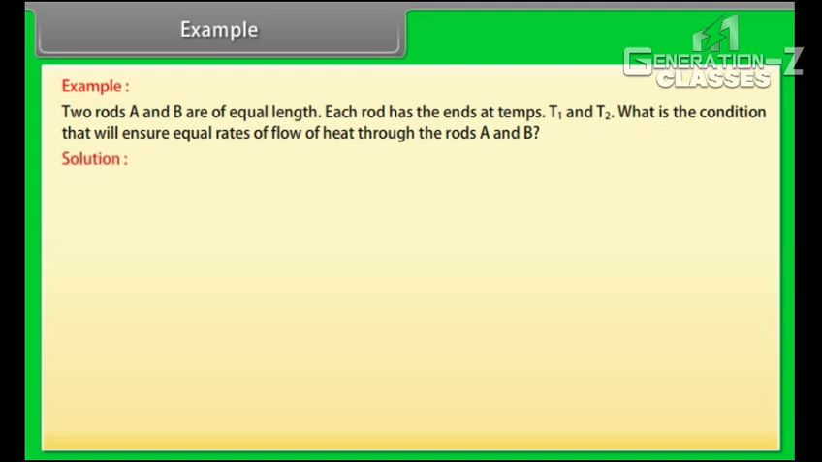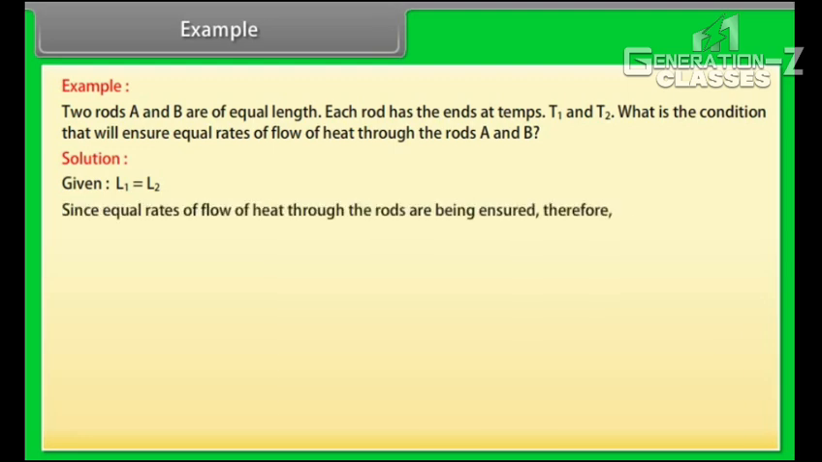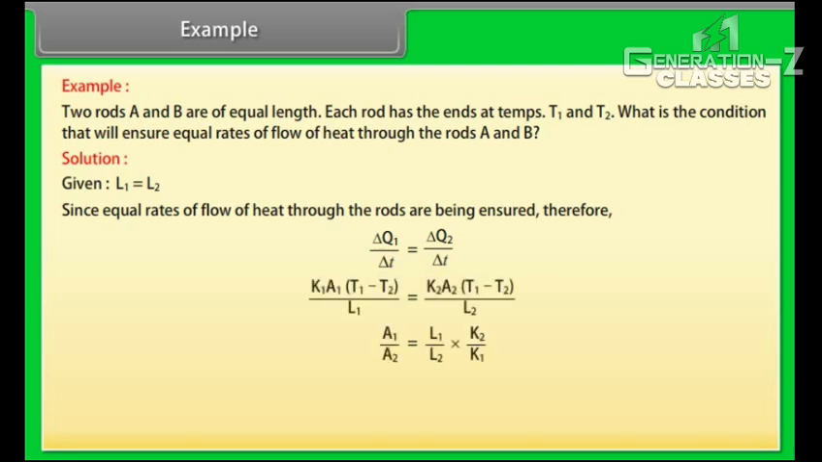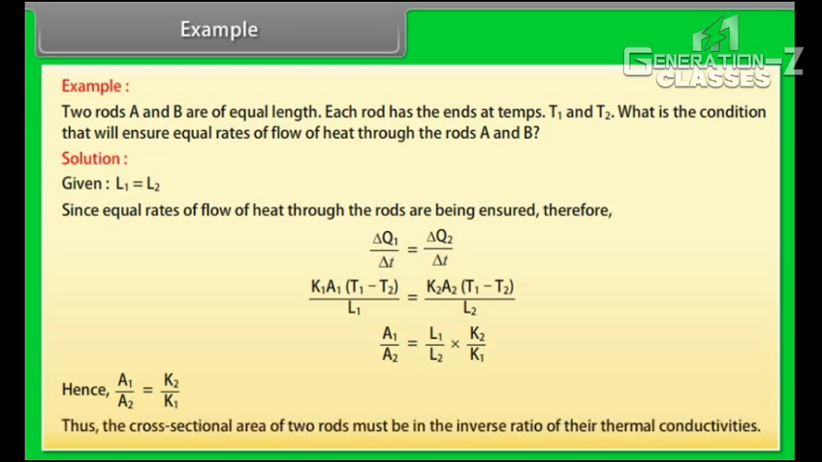Let's see the solution. Given L1 is equal to L2. Since equal rates of flow of heat through the rods are being ensured, therefore delta Q1 upon delta t is equal to delta Q2 upon delta t. On solving the expression, we get A1 by A2 is equal to L1 by L2 into K2 by K1. Hence, A1 by A2 is equal to K2 by K1. Thus, the cross-sectional areas of the two rods must be in the inverse ratio of their thermal conductivities.